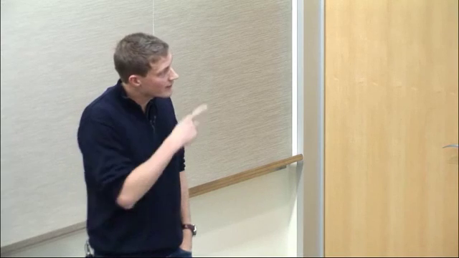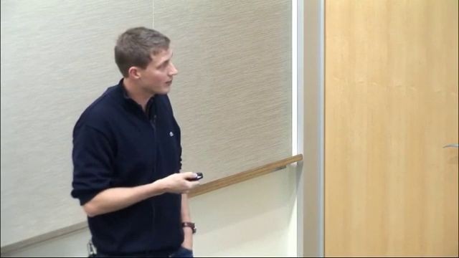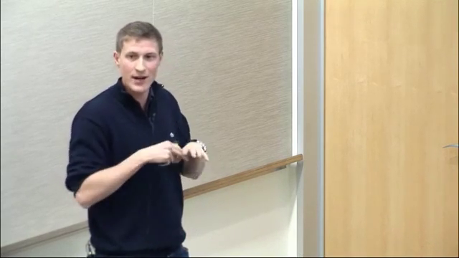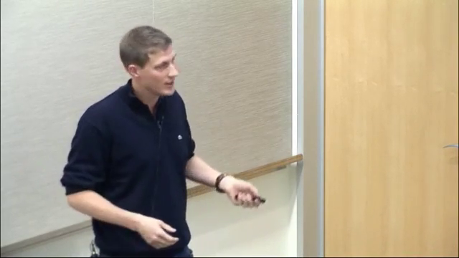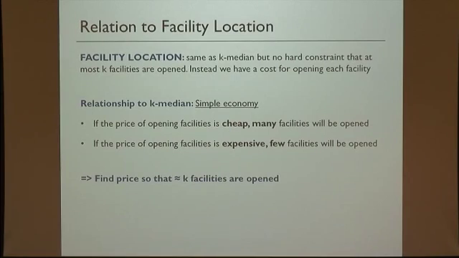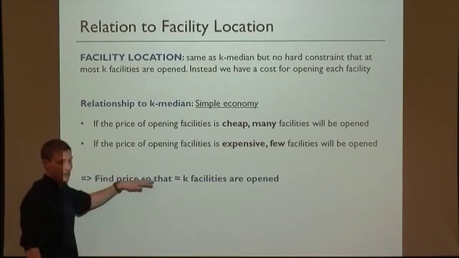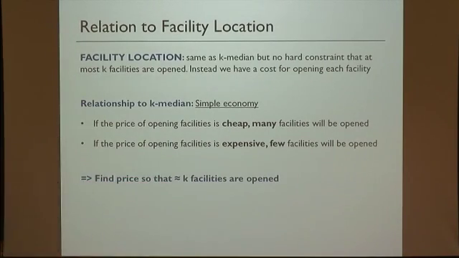There is a very nice relationship with kMedian that I now want to talk about and that we will use. It comes from simple economics. If we can set prices on facilities, and we set the price to be very cheap, then we would open many of them. If we set the price to be very expensive, then few facilities will open. So what would you do? You try to find a price and use the best known algorithm for facility location to get a solution that opens basically k facilities. Then this would be a solution to kMedian.